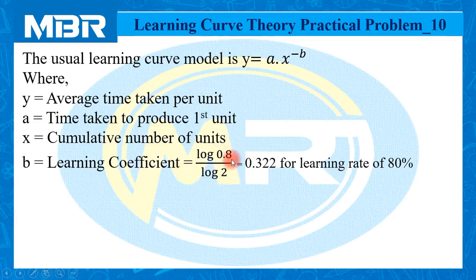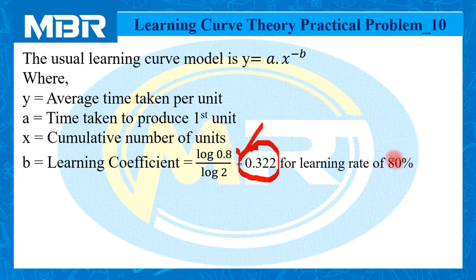Log 0.8 divided by log 2 is equal to 0.322 for a learning rate of 80%. At this point, I would like to put to your notice that we are concerned with the learning coefficient, that is 0.322, as it is provided ready-made by the examiner in the question.